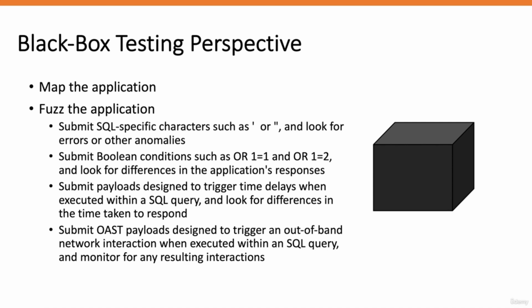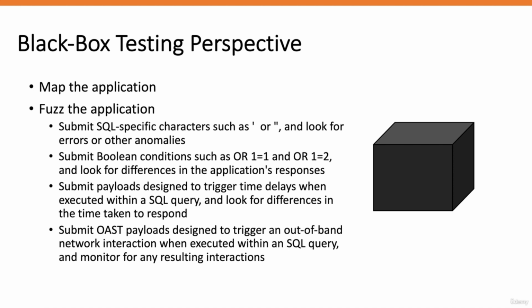Last but not least, I also submit out-of-band payloads that are designed to trigger a network interaction with a server that I control. And if I get that network interaction, whether it's a DNS lookup or it's done through HTTP, that means that the application is vulnerable to out-of-band SQL injection. And if I don't get them, that means it's not vulnerable to out-of-band SQL injection. That's a high-level overview of my methodology when it comes to testing from a black box perspective. There's really 2 steps. First, mapping the application.